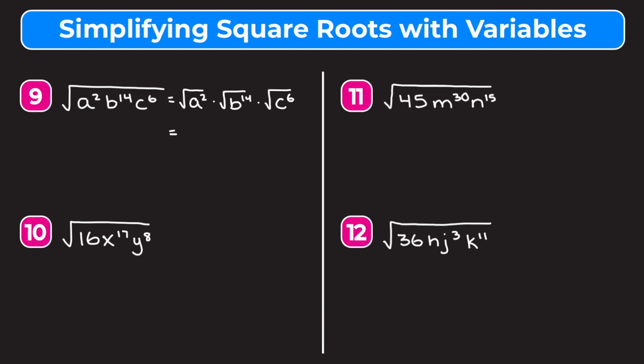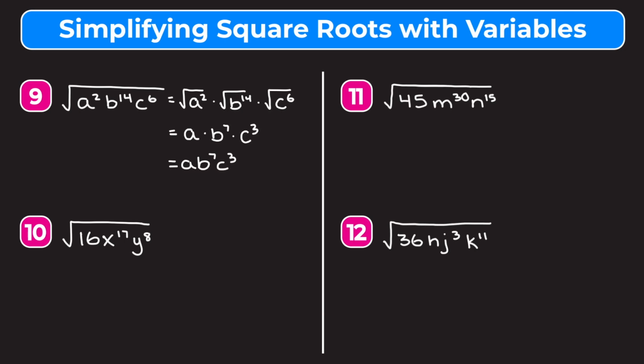So the square root of a squared is just a to the 1st, or just a. The square root of b to the 14th is going to be b to the 7th. And the square root of c to the 6th is c to the 3rd. And I'll just write it as a, b to the 7th, c to the 3rd.